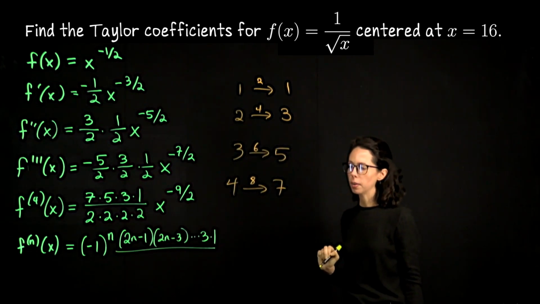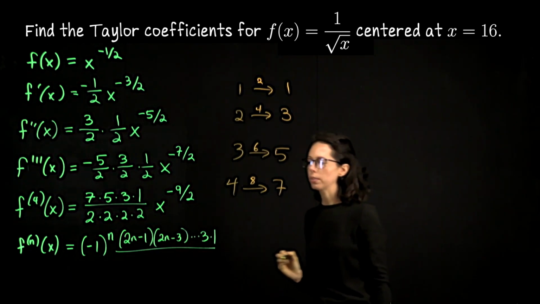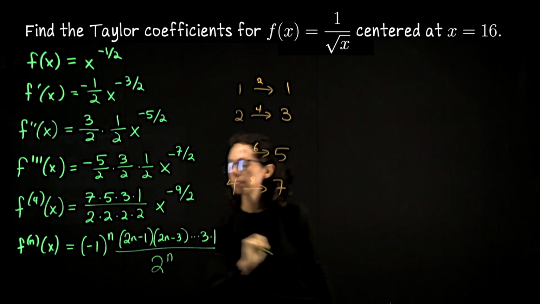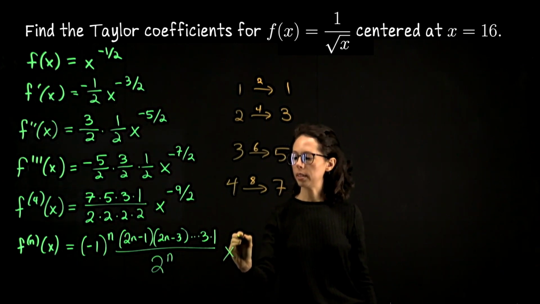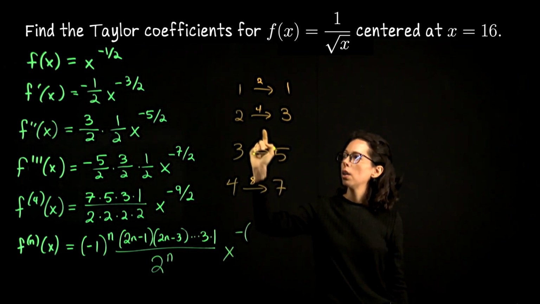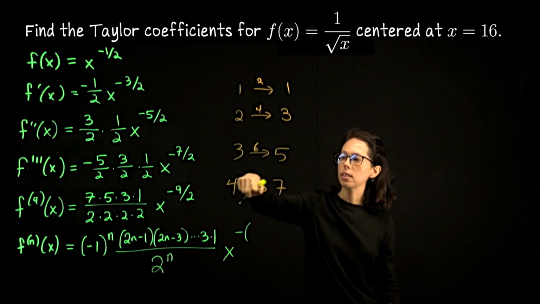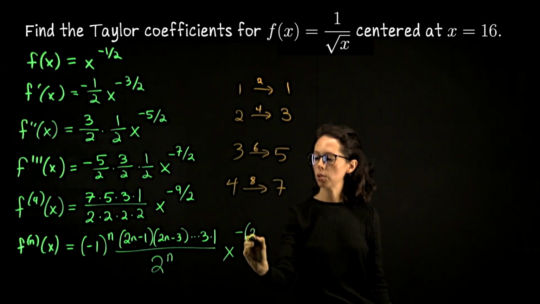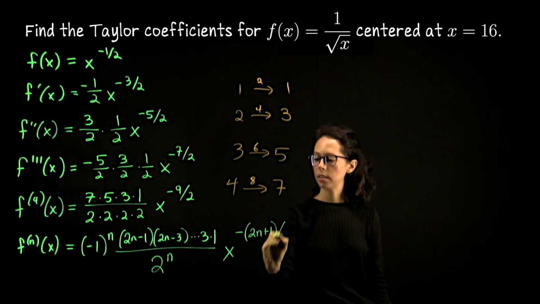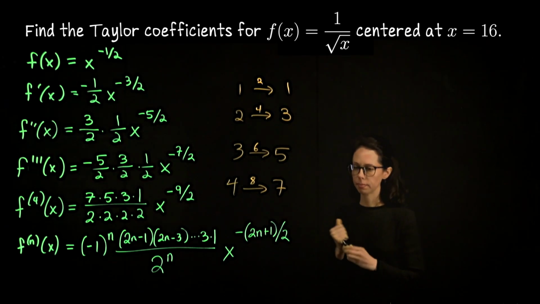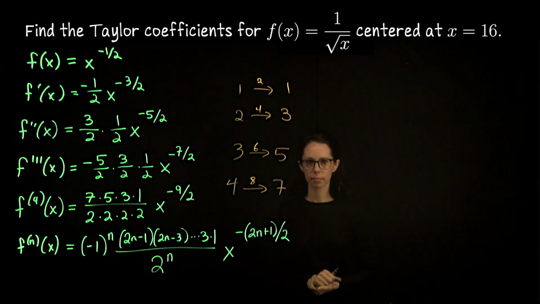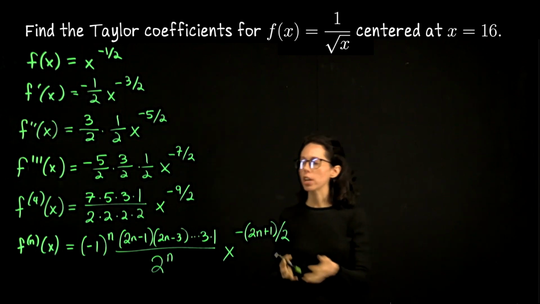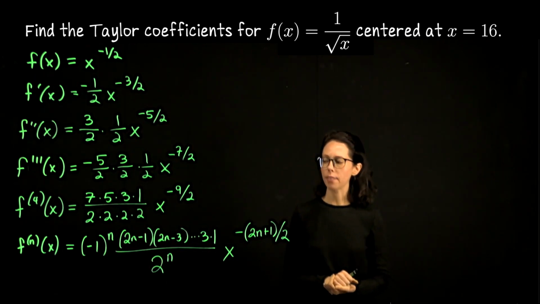Okay, that's the numerator. The denominator is easier than the numerator. It's 2 raised to the order of the derivative, so that would be 2 to the n. And then we have x to the negative 3, 5, 7, 9. That's actually taking this doubling action and adding 1 to it. So that would be 2n plus 1 divided by 2.